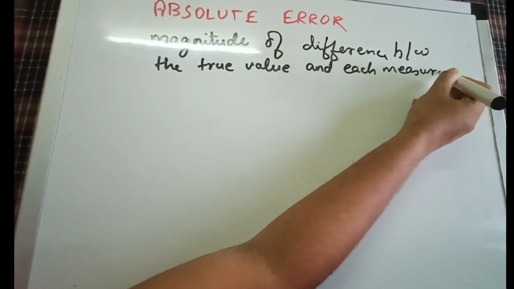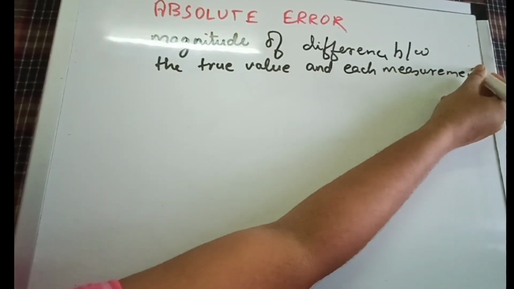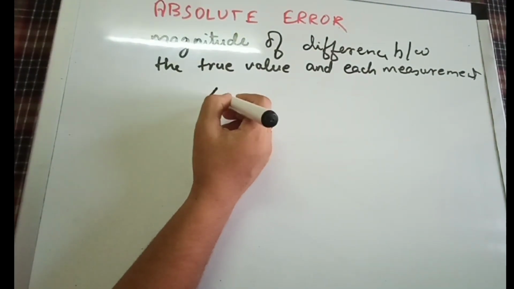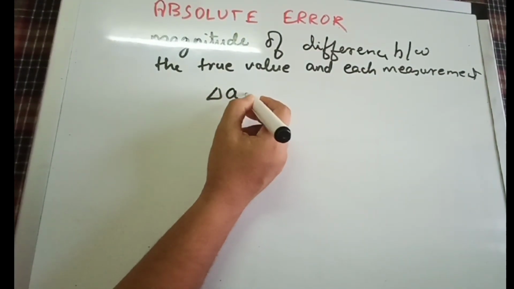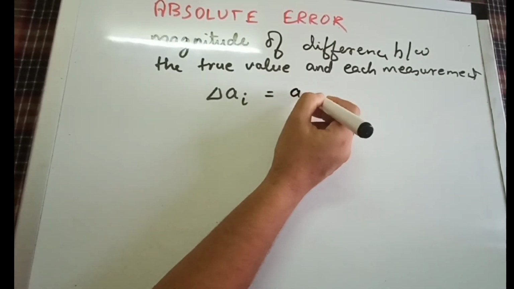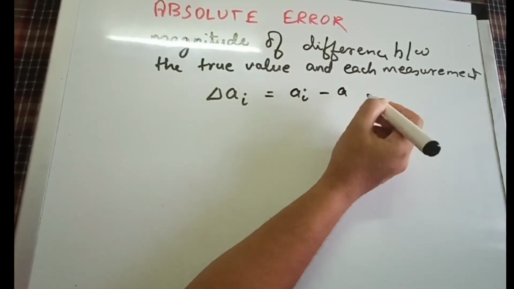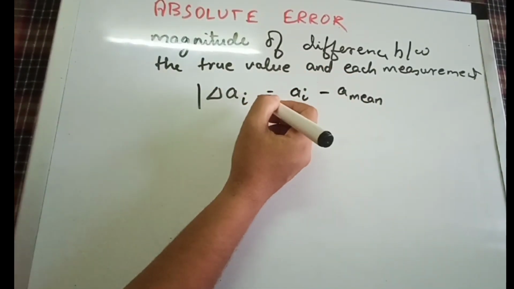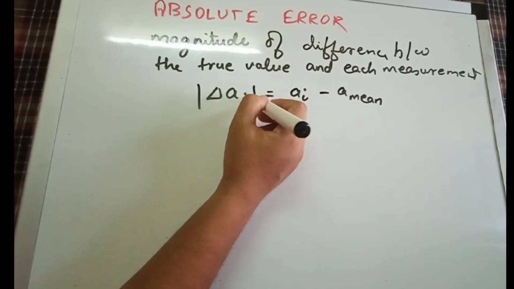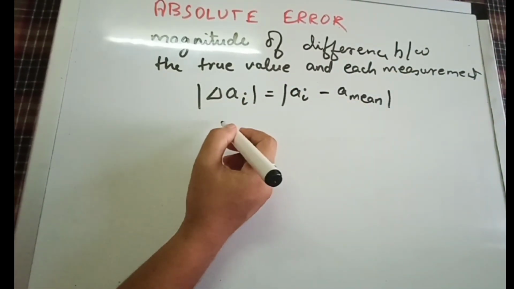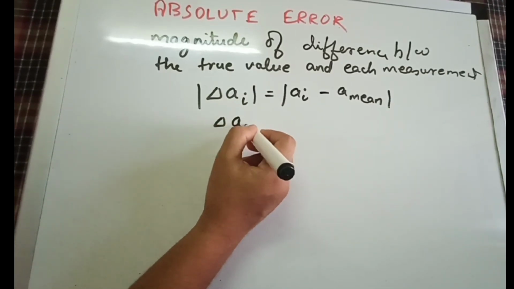Now next we find the absolute error for each measurement. You have to find it for each individual measurement. It means that measurement minus the mean value, or the true value that we have just found out. So in general, delta Ai equals the modulus of Ai minus A mean. We have to take its absolute value, meaning the magnitude. Whether it is positive or negative, we will always take it as positive. That's why this mod sign is there.